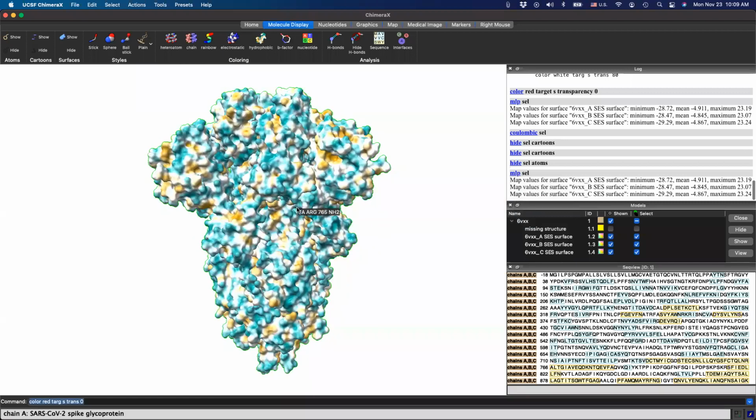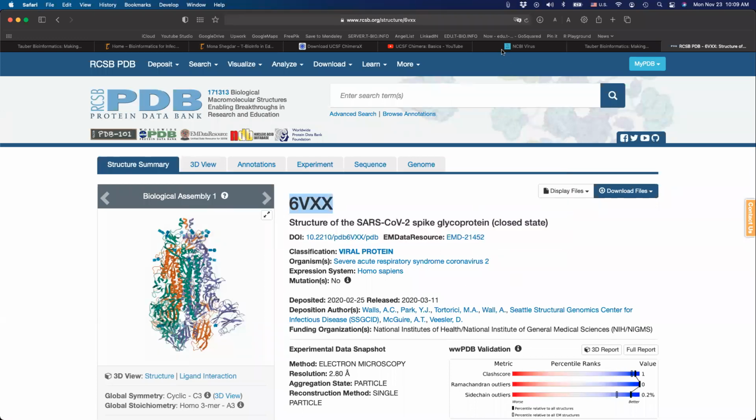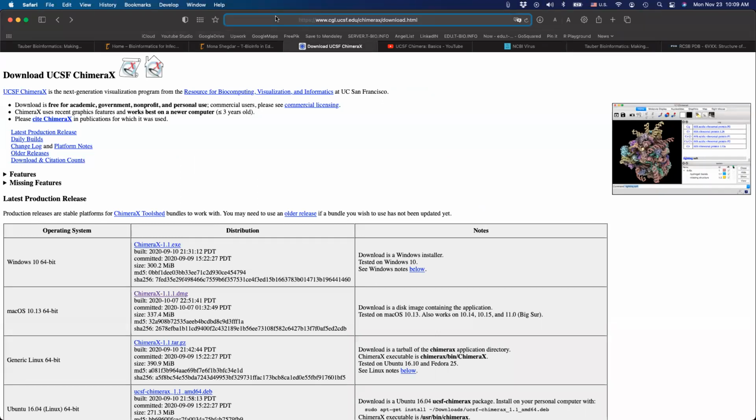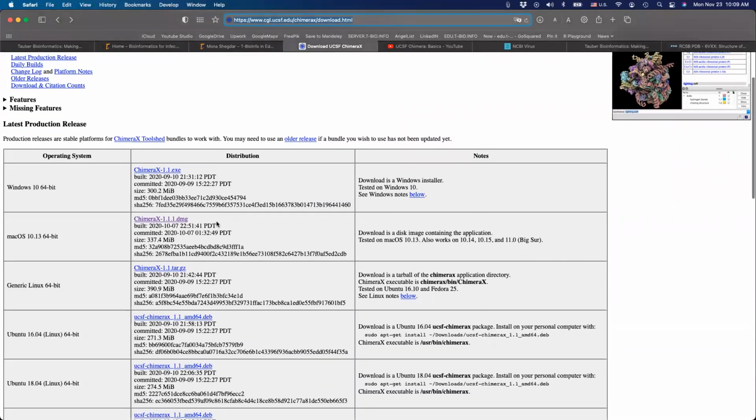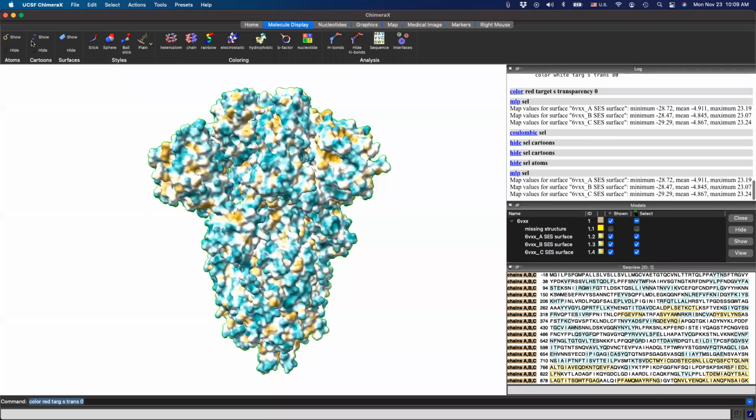So how do we get from having this link to opening it in Chimera? First of all, this is a link to download UCSF Chimera for those of you that have not downloaded it yet. You will find here Chimera X. There's also an older version called just Chimera without the X. These are very simple to download and install. And once you install this, you will see something that looks like this.